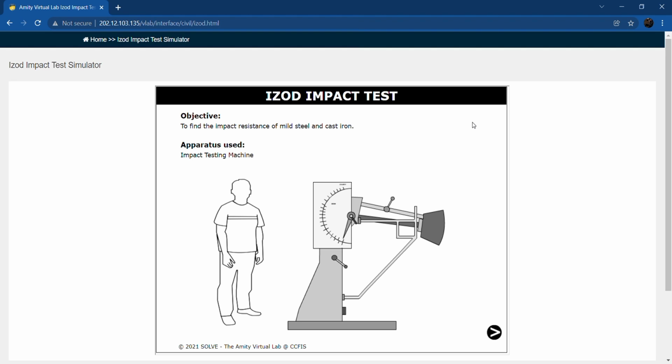Today I will be presenting the Izod impact test. The objective is to find the impact resistance of mild steel and cast iron, and the apparatus that we will be using today is the impact test machine.